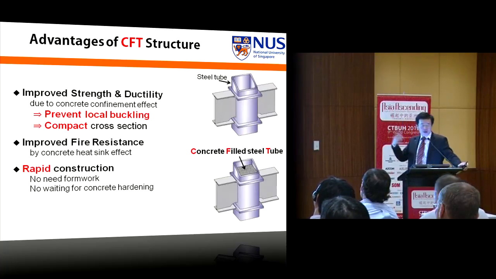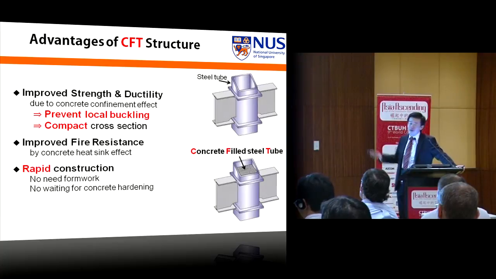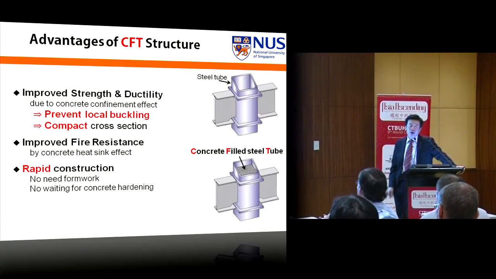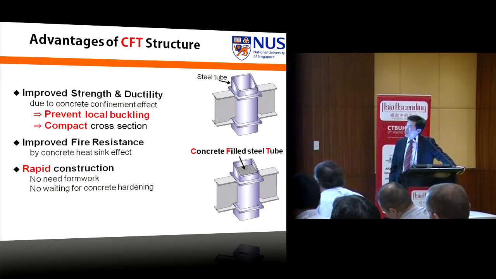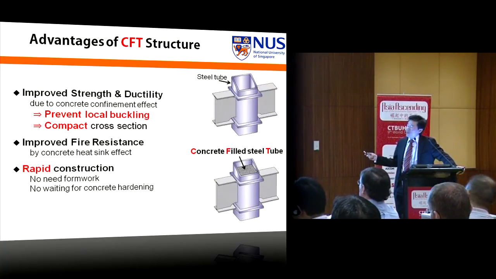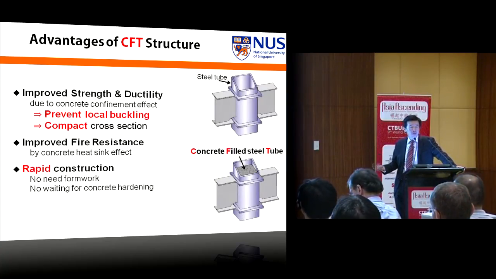So then the higher the steel content you have, the higher the confinement you can provide to the concrete. Of course, the concrete also helps to prevent local buckling of the steel. And we need to have compact sections. You cannot have very thin plates. If you lose confinement, the very brittle nature of the concrete will get you into trouble.